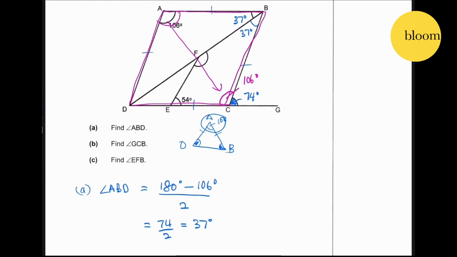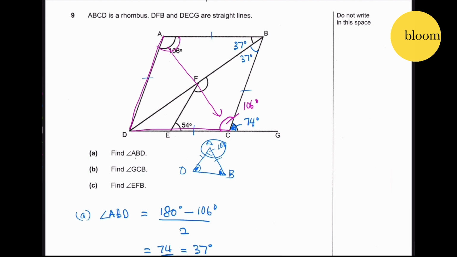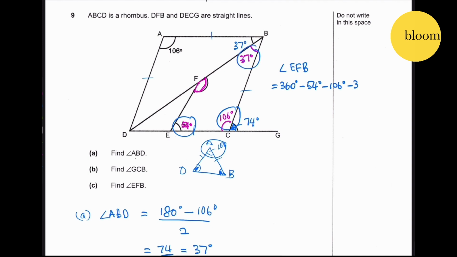Find EFB, which is this angle here. So we already have 106, we have 37, and we have 54 here. Therefore, angle EFB is 360 minus 54 minus 106 minus 37, which gives us 163 degrees.